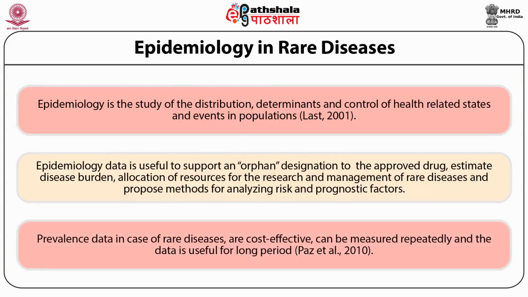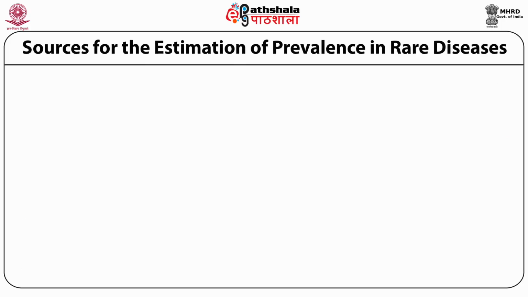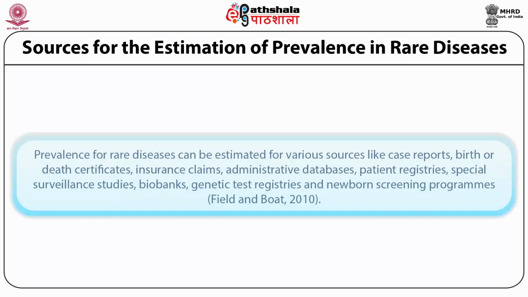Prevalence is the probability that an individual in a population will be a case at a given time. Prevalence data in the case of rare diseases are cost-effective, can be measured repeatedly, and the data is useful for a long period. Sources for the estimation of prevalence in rare disease. Prevalence for rare diseases can be estimated from various sources like case reports, birth or death certificates, insurance claims, administrative databases, patient registries, special surveillance studies, biobanks, genetic test registries, and newborn screening programs.